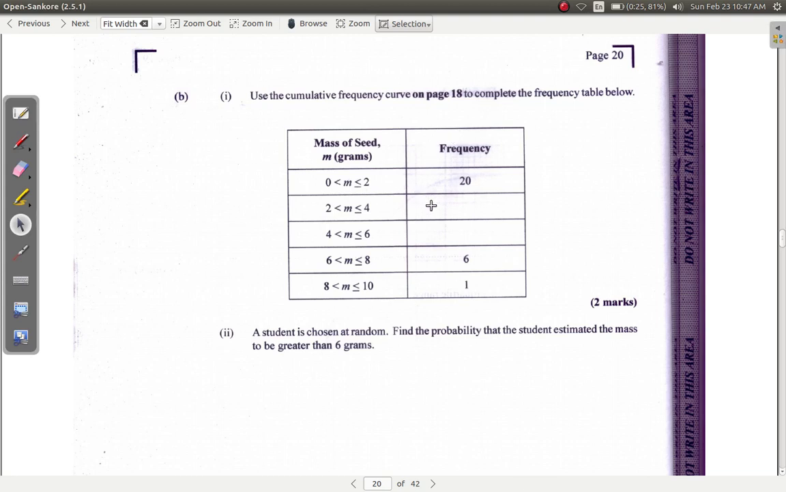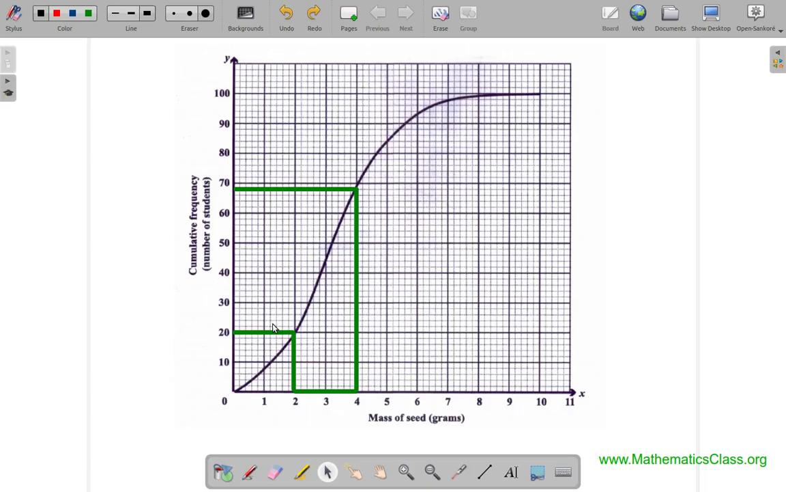So this number here would be 48. What about between 4 and 6? M greater than 4 and less than or equal to 6. Let's get rid of these and try out the 4 to 6 region. Let's go to 4 and project up to the curve. Touches it about there. Let's go to 6 and project up to the curve.